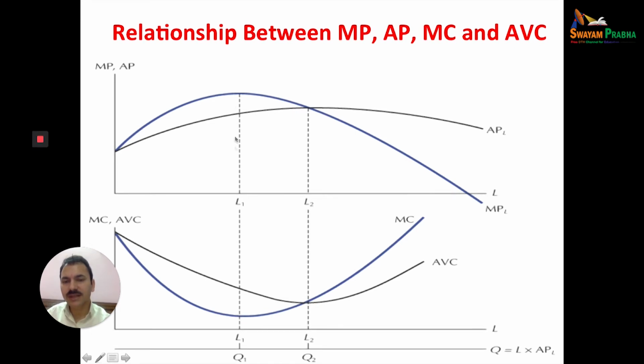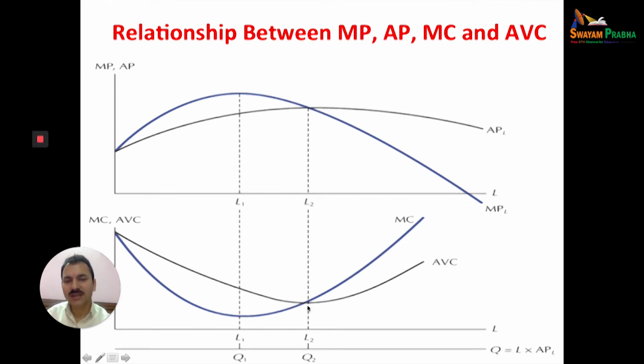And similarly, if you see the average product, when marginal cost is minimum, marginal product is at its maximum point, when you have this much labor, OL of labor. Here marginal cost is minimum, but here marginal product is maximum. The marginal cost intersects the average cost from below at this point, but here it is reversed: the marginal product intersects the average product from above.